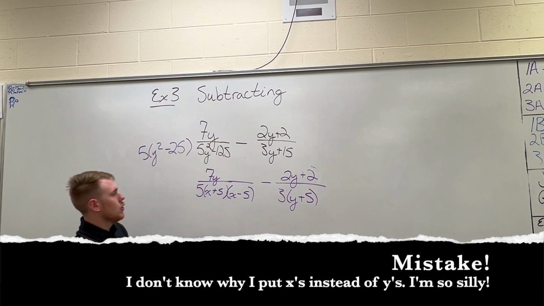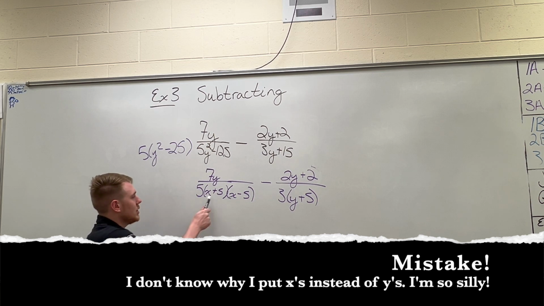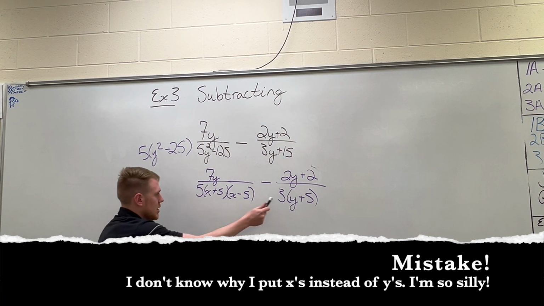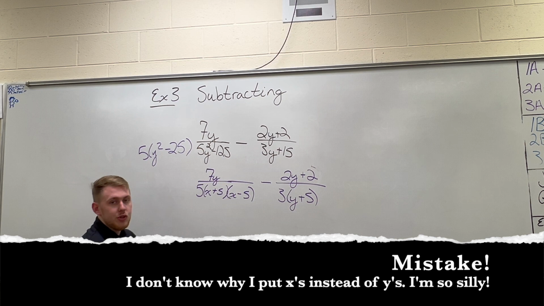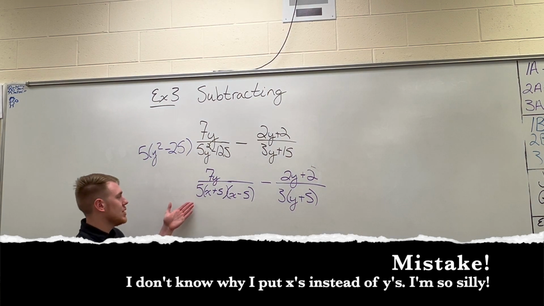Now I have to look for my least common multiples, or my lowest common denominator. How do I find my lowest common denominator in this? Well, I have a y plus 5 and y plus 5, so we're good there. But this is a 5 and this is a 3, so the lowest number they both go into is 15. 5 goes into 15, 3 goes into 15. That's the lowest number they can both go into. So I know I need to multiply this by a 3.